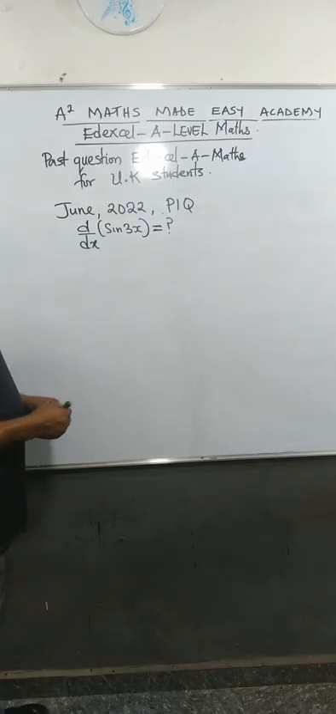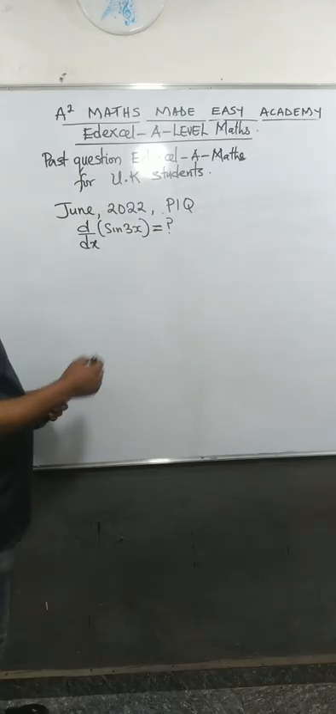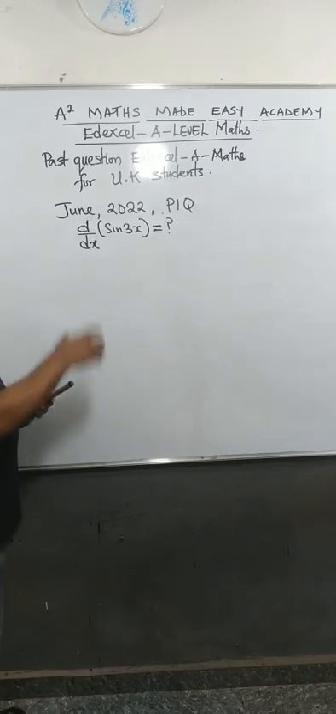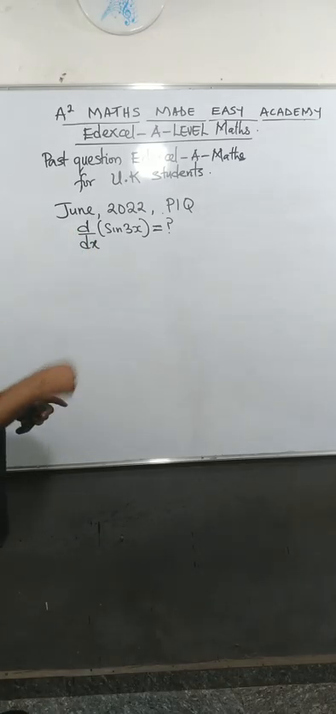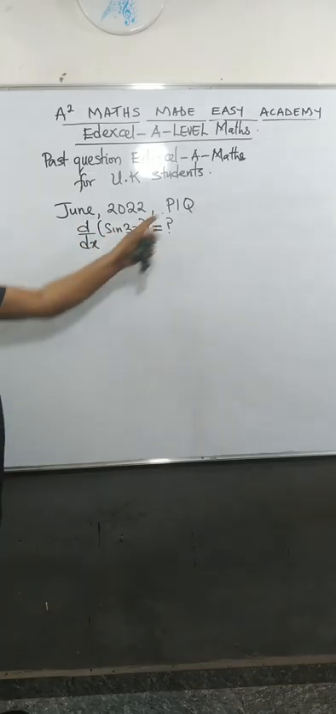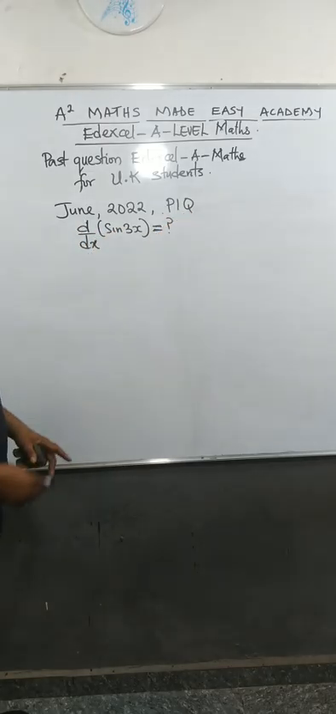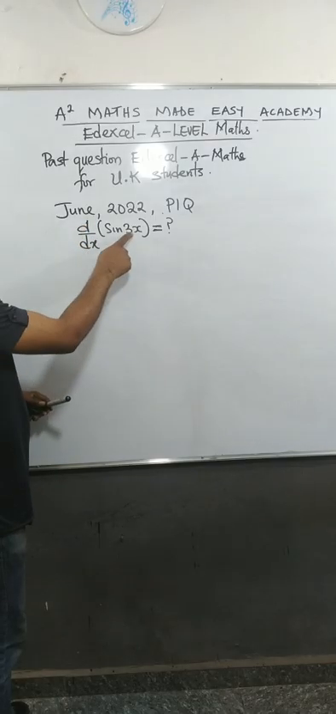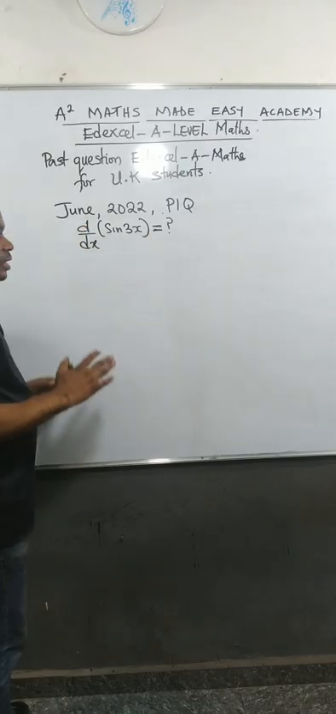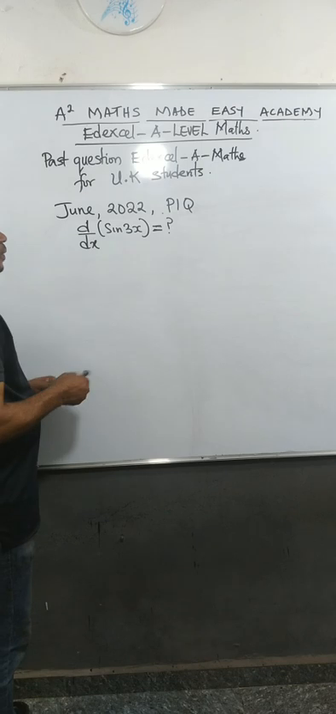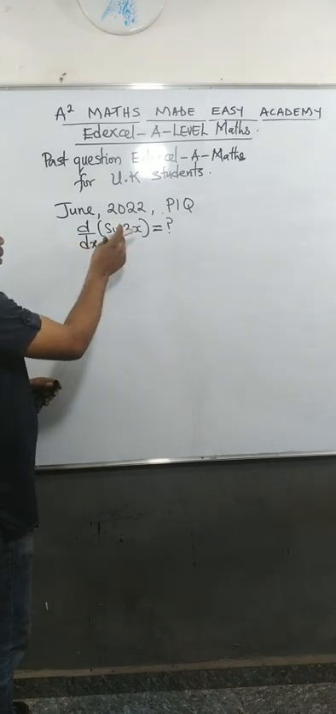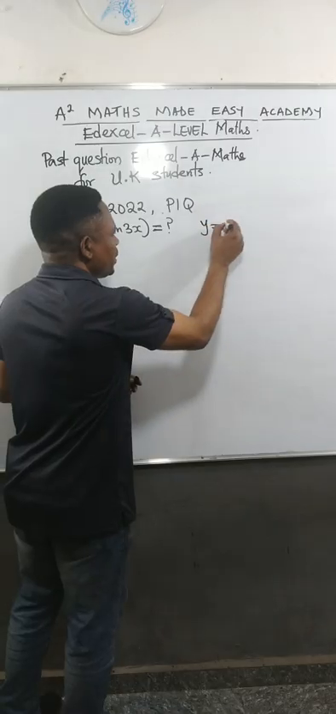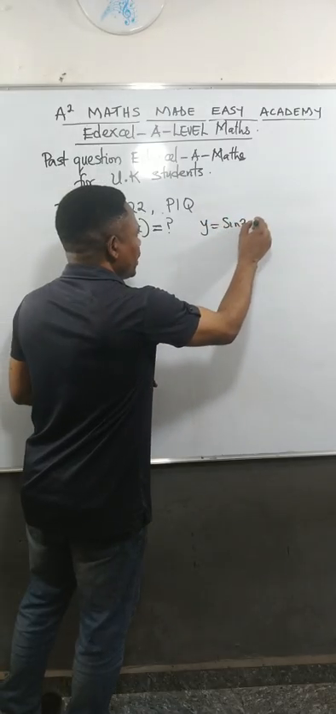Now we're still talking about past questions for Edexcel A-level maths. This question that I carved out is from June 2022, P1. The question says, d/dx of sin 3x is dash. Remember, it is theory. Now this d/dx of sin 3x simply means y is sin 3x.